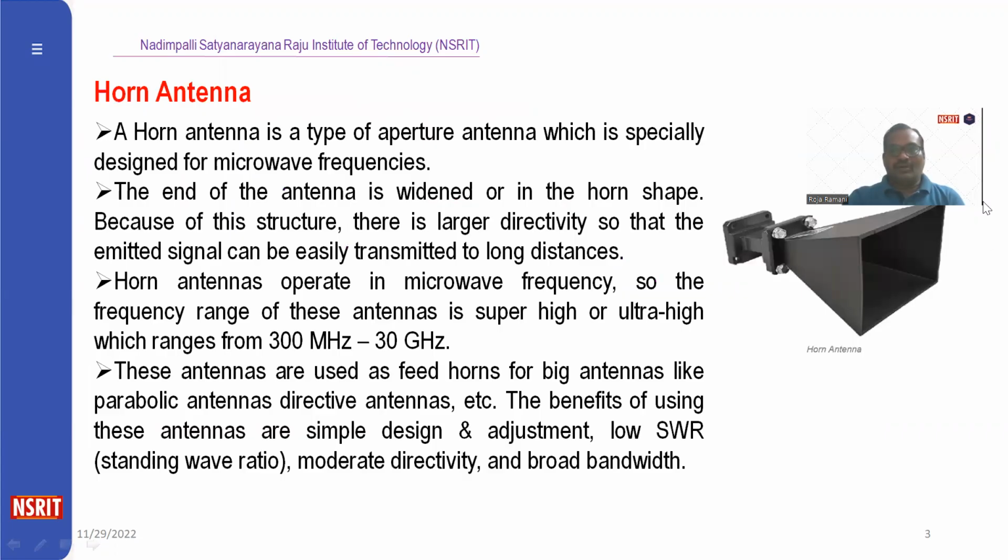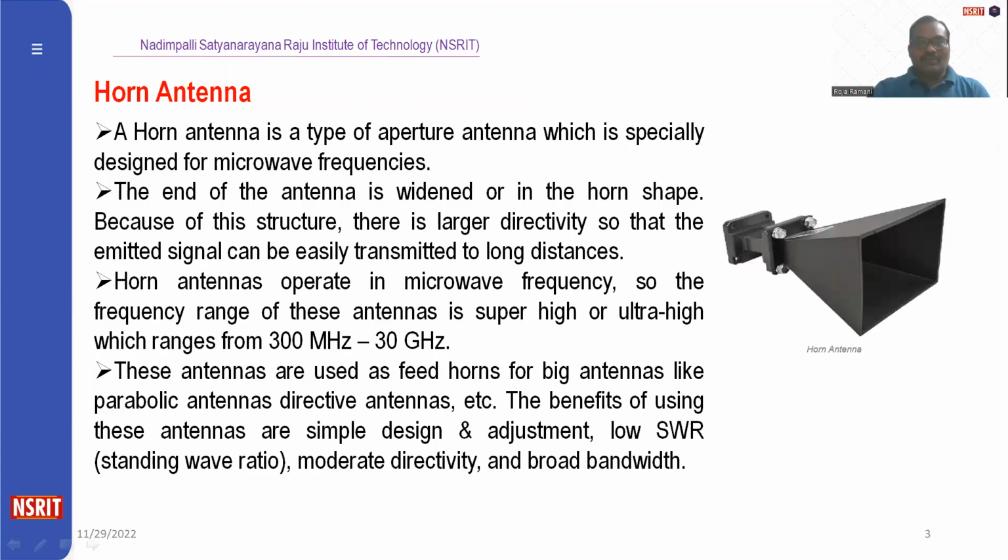Now, we will see what is a horn antenna. A horn antenna is a type of aperture antenna which is specially designed for microwave frequencies. The end of the horn antenna is widened, or in a horn shape. Because of the structure, there is a larger directivity so that the emitted signal can be easily transmitted to long distances. Horn antenna operates in the microwave frequency, so the frequency range of this antenna is super high or ultra high range, which ranges from 300 MHz to 30 GHz.